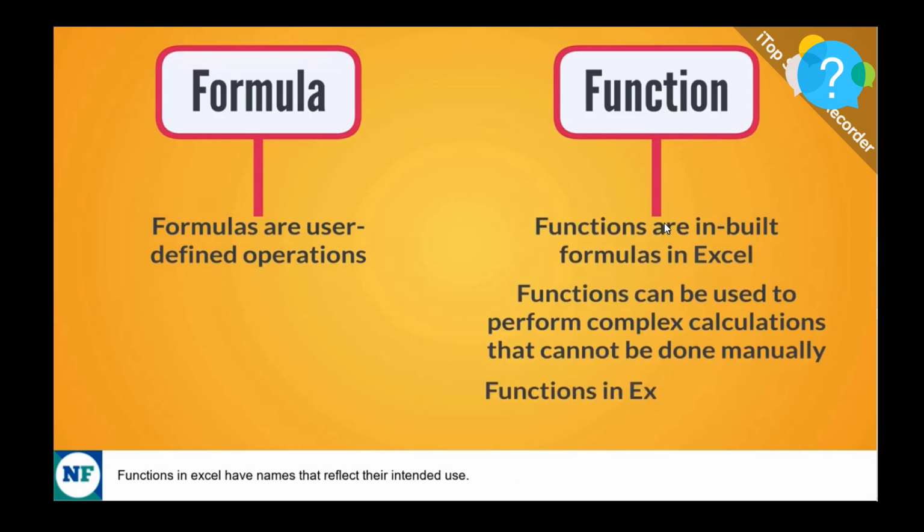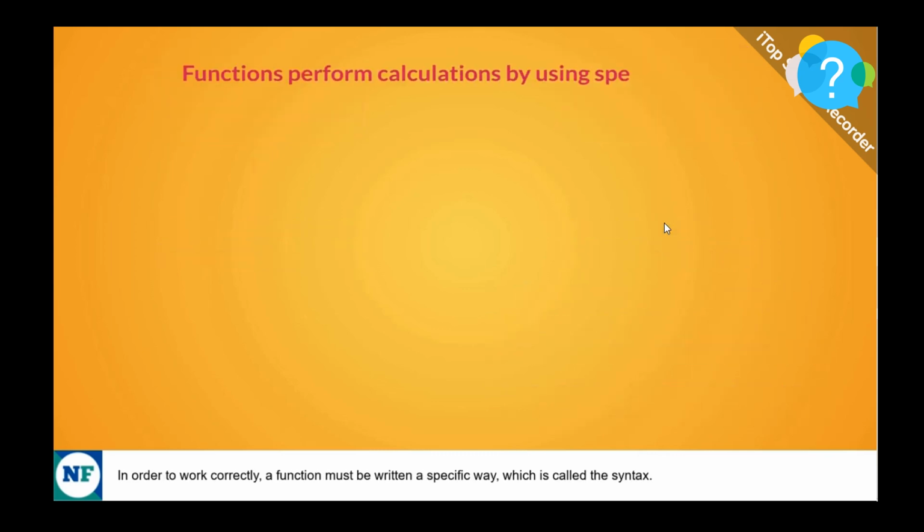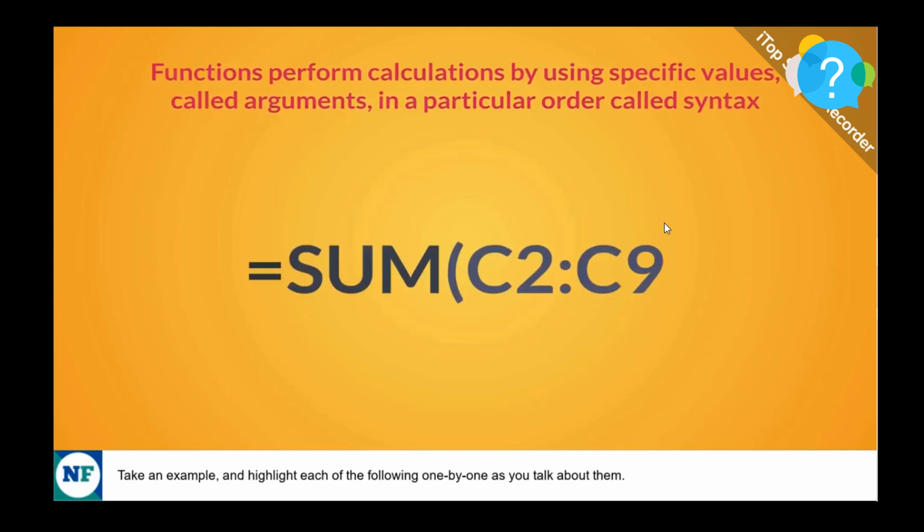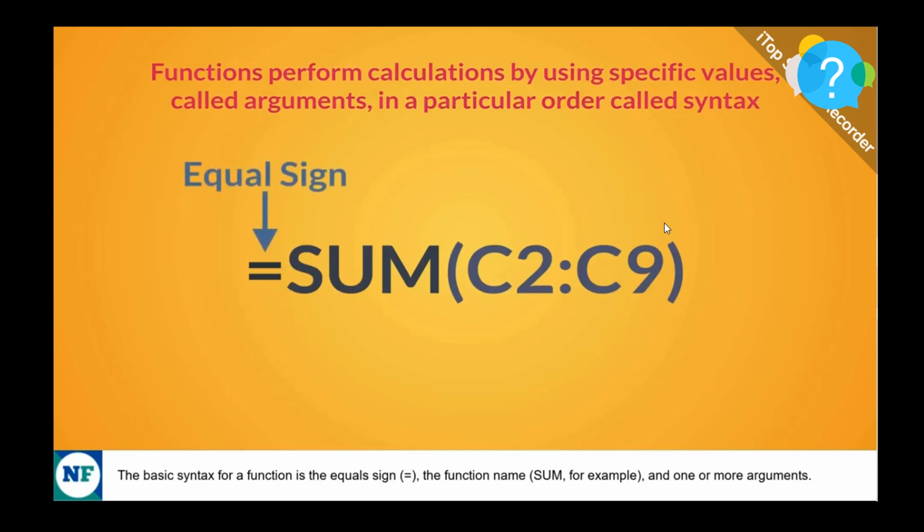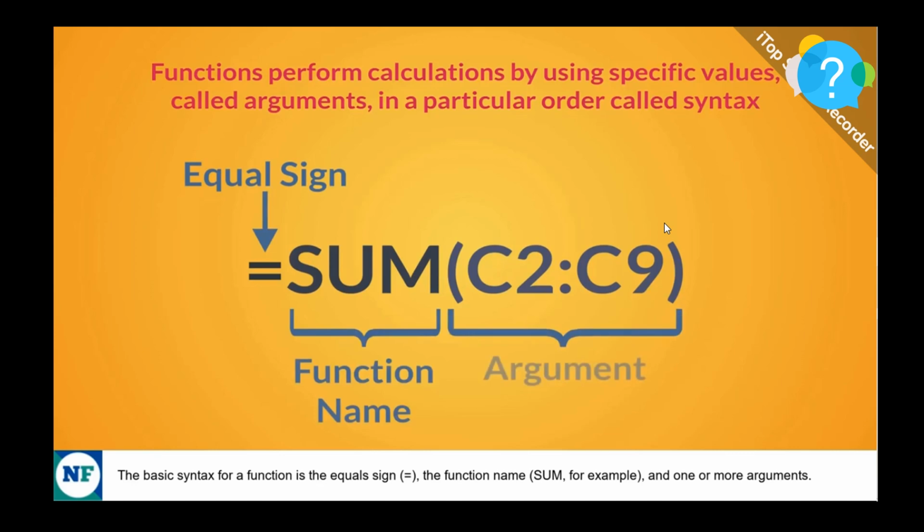Functions in Excel have names that reflect their intended use. In order to work correctly, a function must be written a specific way, which is called the syntax. Take an example, and highlight each of the following one by one. The basic syntax for a function is the equals sign, the function name, SUM for example, and one or more arguments. The term argument refers to any expression within the parentheses of a function. They contain the information you want to calculate.